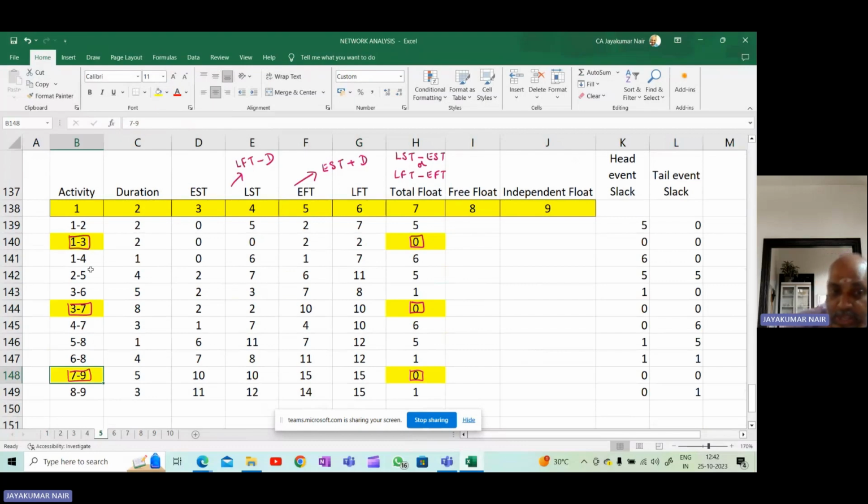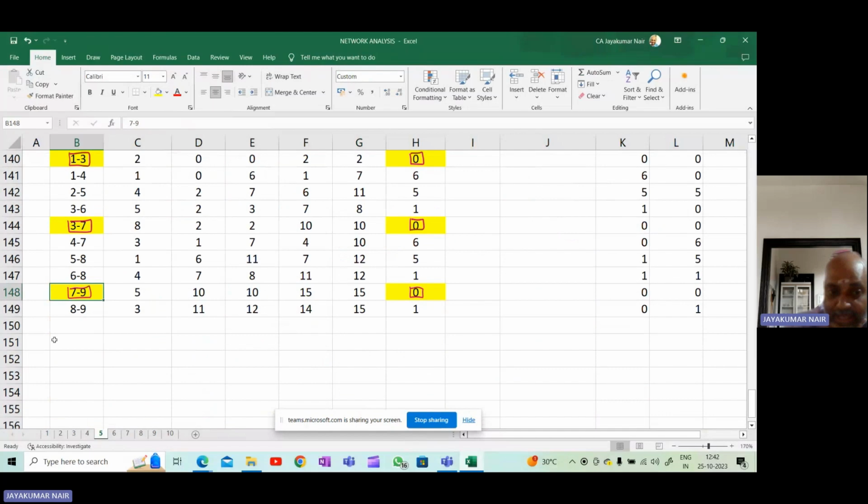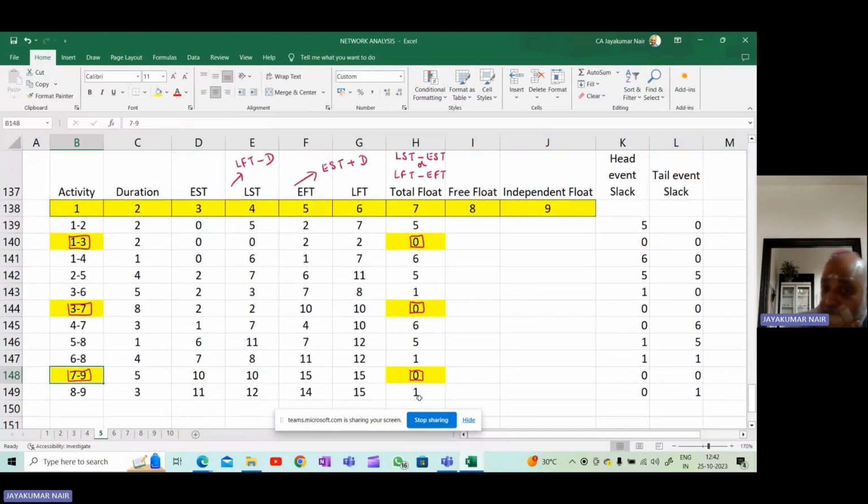So we have already identified with the network diagram which are the critical activities. So it's 1 to 3, 3 to 7, 7 to 9. So if you want to cross check, see the critical activity 1 to 3, 3 to 7, 7 to 9. Okay, these are the critical activities. For critical activities, you cannot delay the particular activity. So whatever is the start time, you have to start it. If you delay it, you will not be able to complete the project within the deadline.